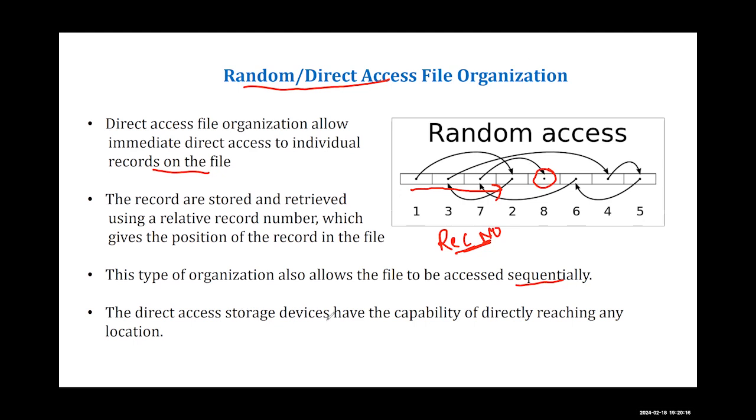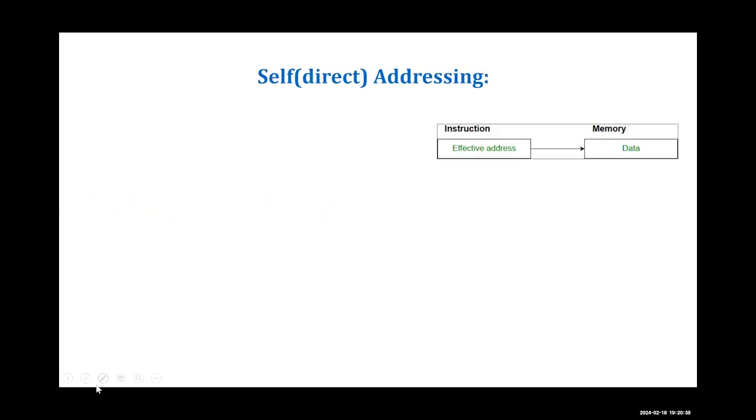The direct access storage device has the capability of directly reaching any location, like we told before. So that is what this arrow mark is: I am able to directly access the related data, or whichever data I am looking for, by looking at the record number. So that is what random or direct access file organization is all about.